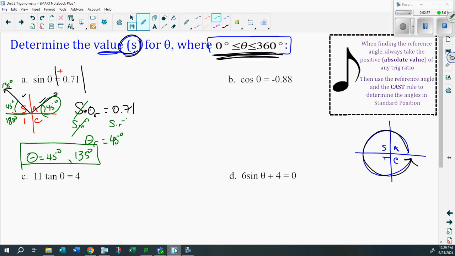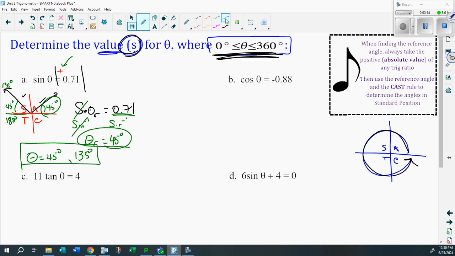Notice what I did. I started by looking at this. I figured out the CAST rule, add sugar to coffee rule. Then I took the absolute value, inverse sine, found the reference angle, went back to this CAST rule and figured out where my angles are. Watch again. We'll do it again right here.